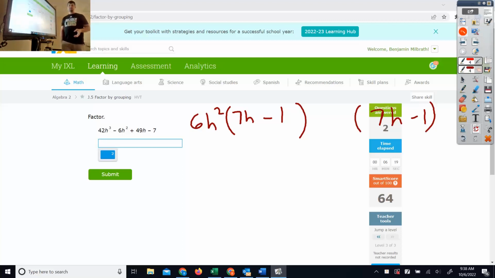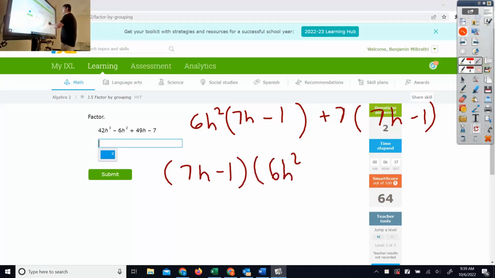To create a 7h from 49h, I have to divide or factor out a 7. And it has to be positive, because positive 7 times positive 7 has to be positive 49, and positive 7 times negative 1 is negative 7. So almost done. The common factor is 7h minus 1. The stuff left over, 6h squared plus 7.